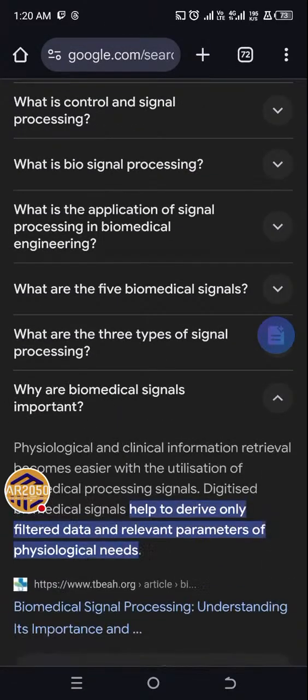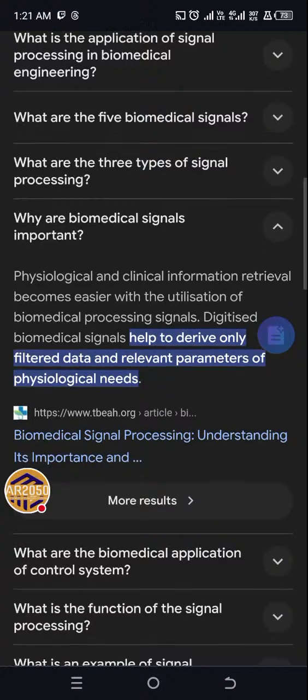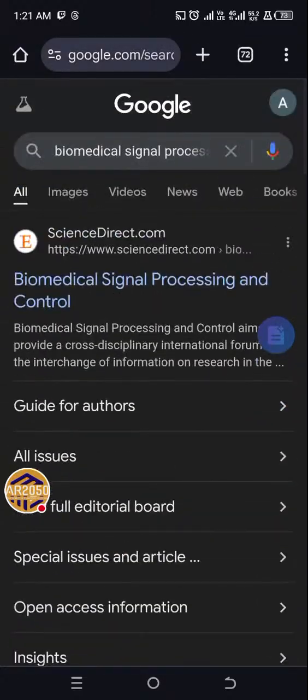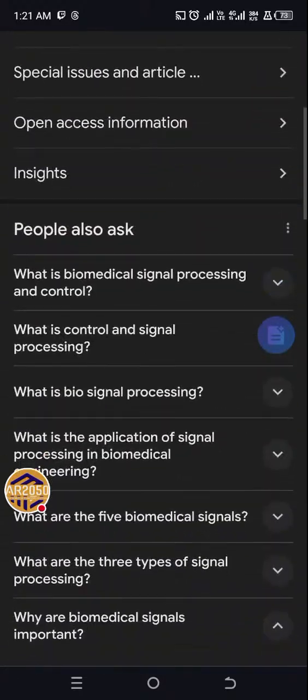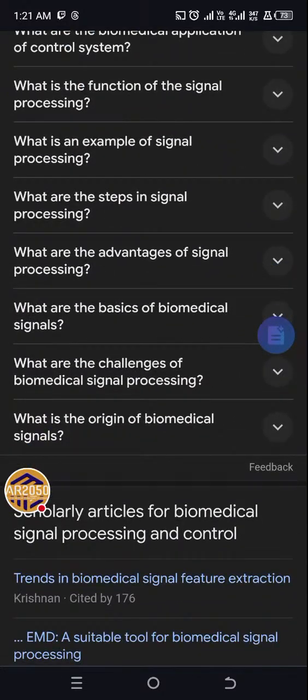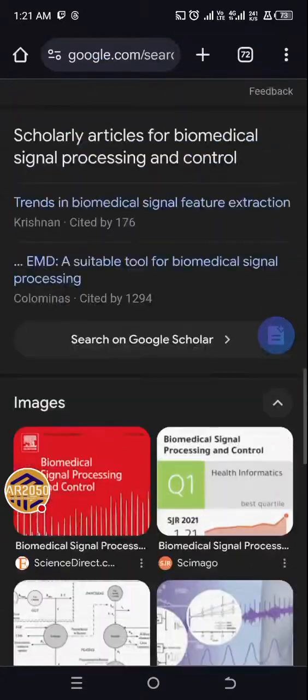Why are biomedical signals important? They help to derive only the filtered data and relevant parameters. If you have watched the video on my channel about ECG signal processing, where we denoise the ECG signal, you may have seen how noisy the ECG signal is when first captured, and then we extract the filtered and clean ECG out of it, so it gives us pretty good information.